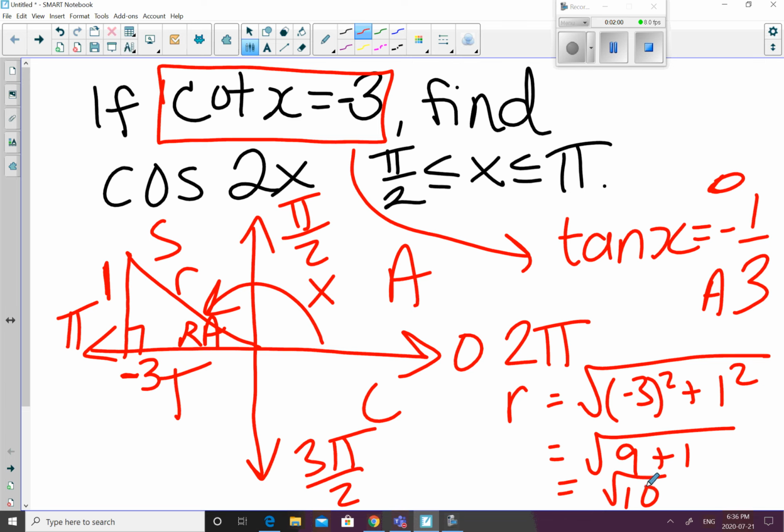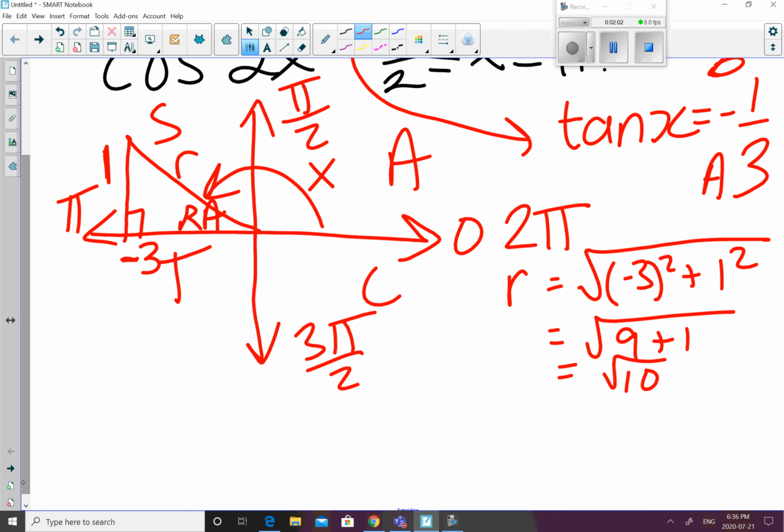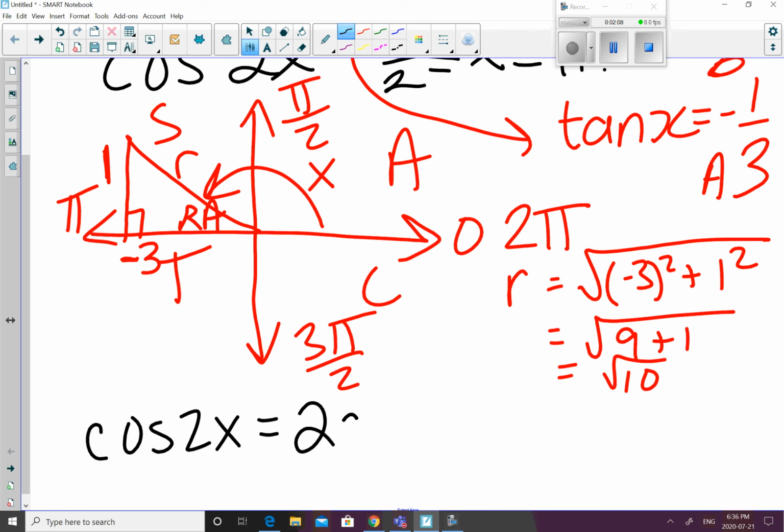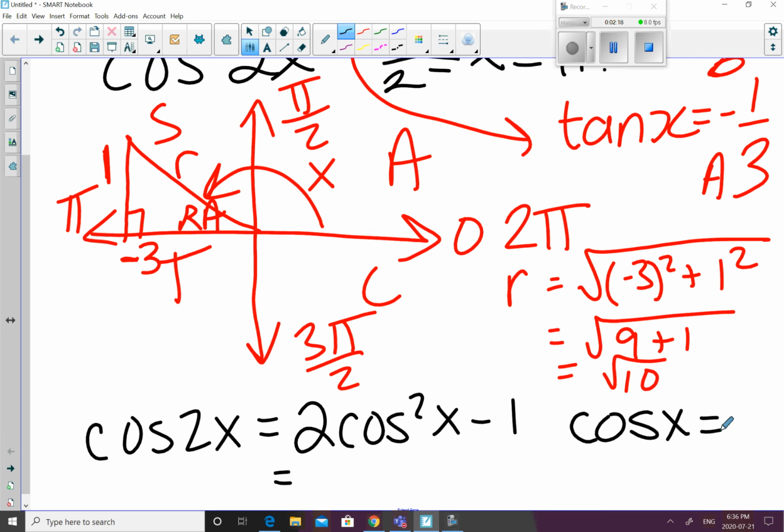So now I'm going to look up my formula for cos 2x. On my formula sheet, there's 3 different choices. I'm going to do the 2 cos squared x minus 1. So I need to find the cos ratio. Cos of x is going to be a over h. Adjacent is -3. And the hypotenuse is √10.